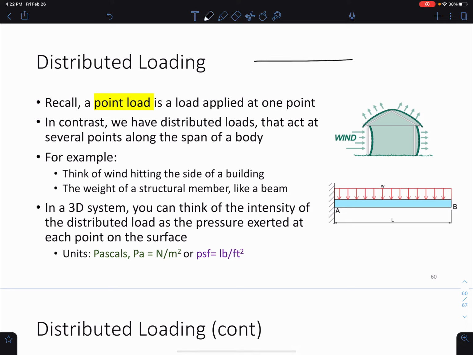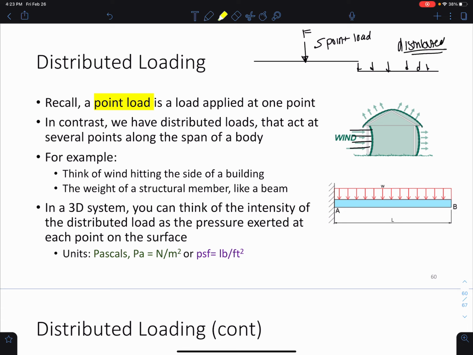So for example, if I have a beam and I'm applying a point load right here, that's just one point. This is a point load. But let's say I have a load like wind that acts along an entire length of an element like this. Or let's say I have the weight of a long member, and I have weight that acts at every point. It's distributed. We call this a distributed load.